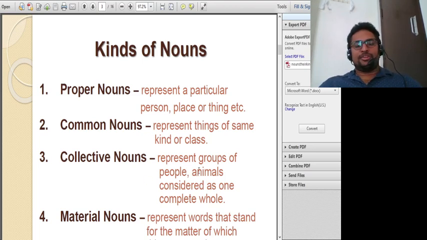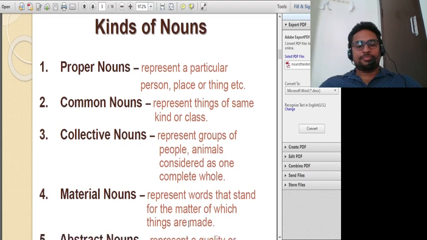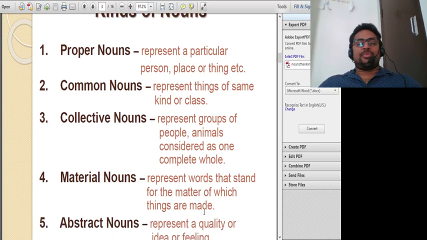Collective noun represents a group of people or animals considered as a complete whole. Collective noun is representing a group of people. That's why we are calling them a collective noun. Material noun is a word that stands for the matter of which things are made. It represents the matter of which things are made.